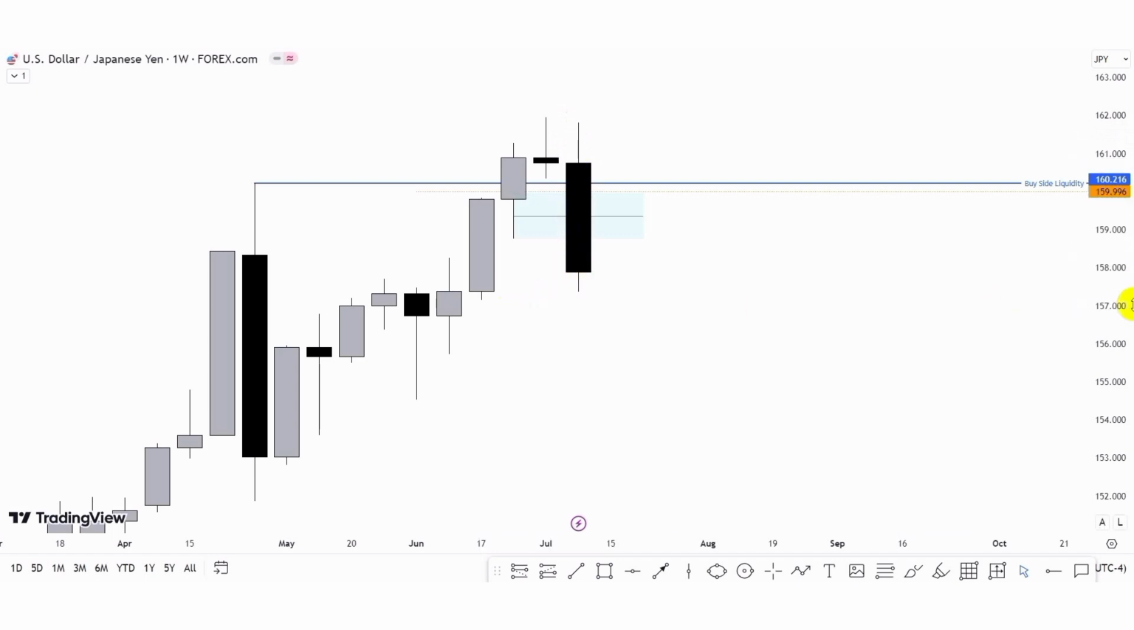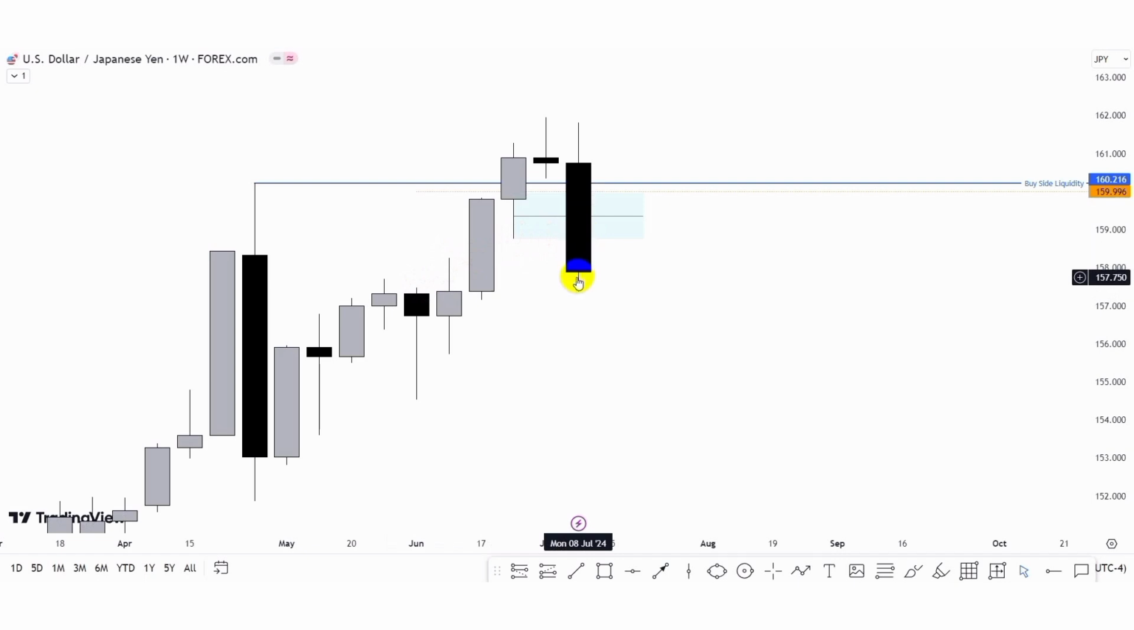Then you can see based on the weekly time frame, this is where we actually have an order block, because you can see this is the sell candle before the buy move to the upside. That is where you can see price is actually reacting currently. Price filled up this fair value gap here. So my perspective was more based on the daily time frame.